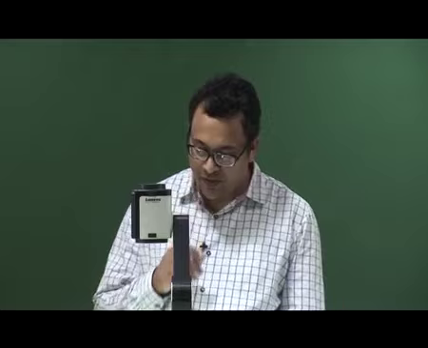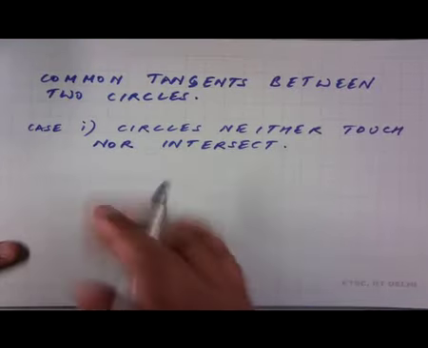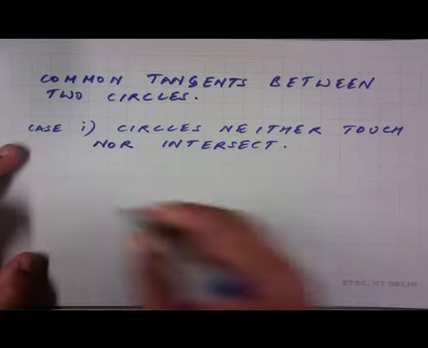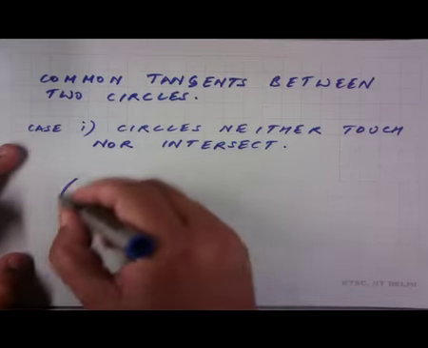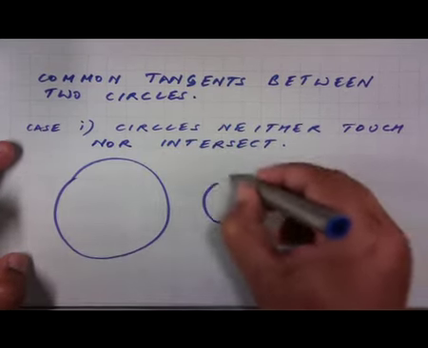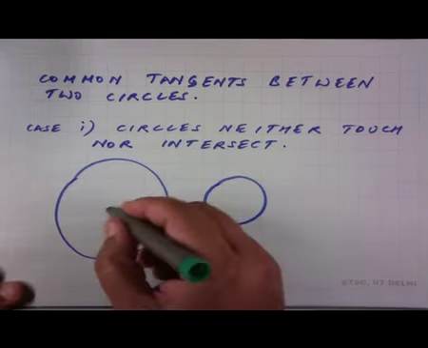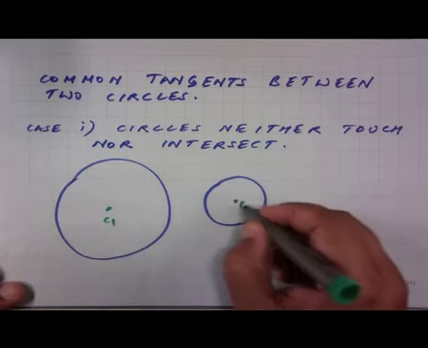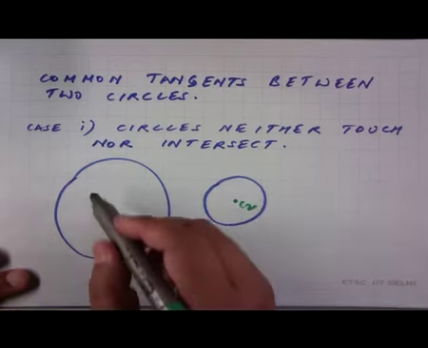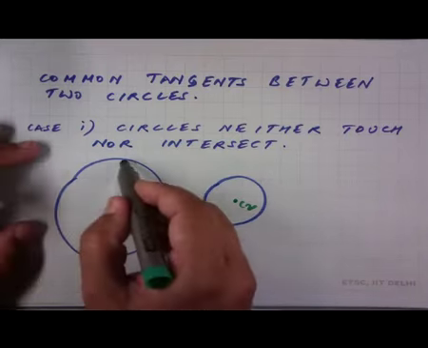So, let us talk about common tangents between two circles. Of course there are many cases here. Let us draw any two circles here. This is the case when the two circles are neither touching each other nor intersecting each other. Let these be the centers C1, C2. Then we can see that there are actually 4 common tangents.